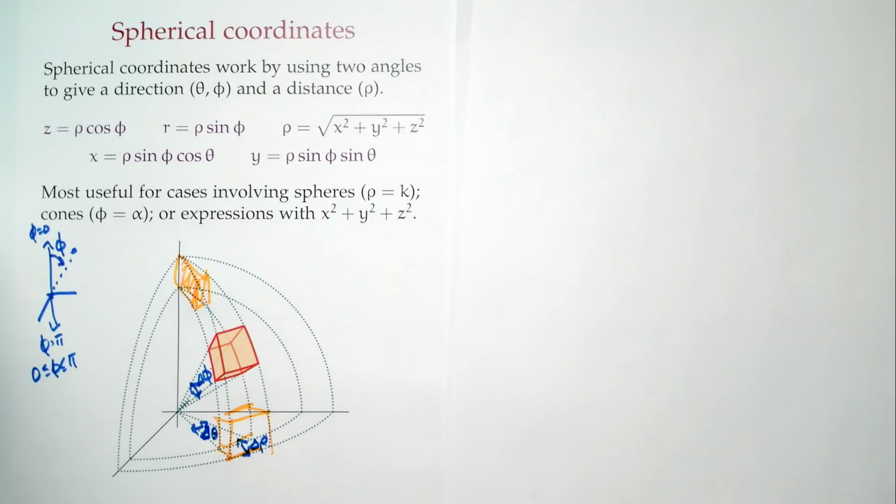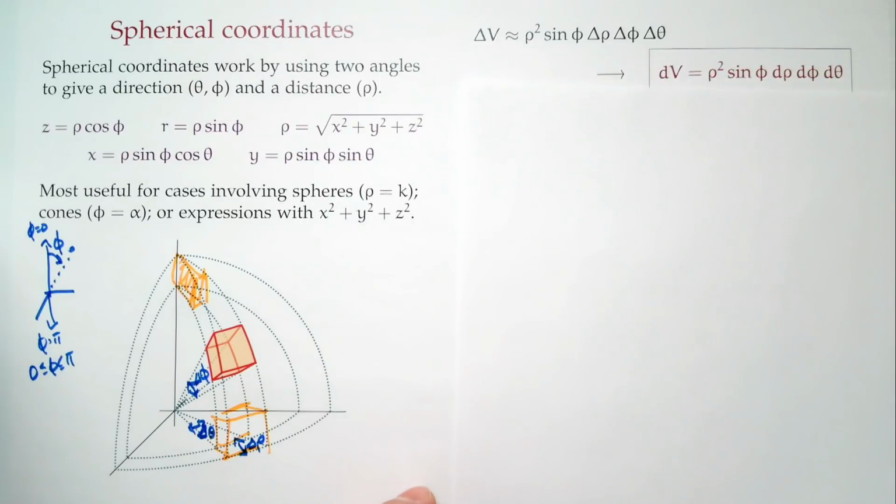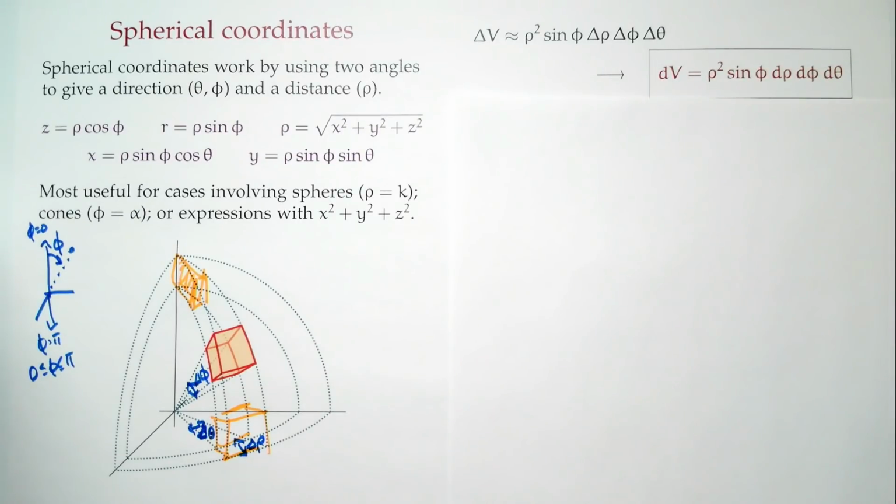Okay, so how are we going to get there? Well, for right now, we're just going to go on a little bit of faith that we have the following. Delta V is rho squared times sine of phi times delta rho, delta phi, delta theta. Now, the little bit of faith, we just need another day. The next session, we're going to talk about how we can figure this out. But for right now, we're just going to take it as something which is true.